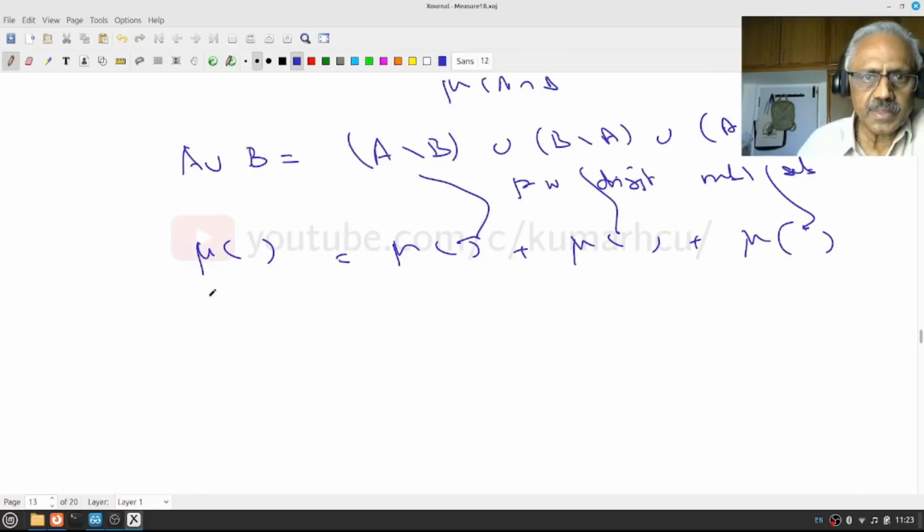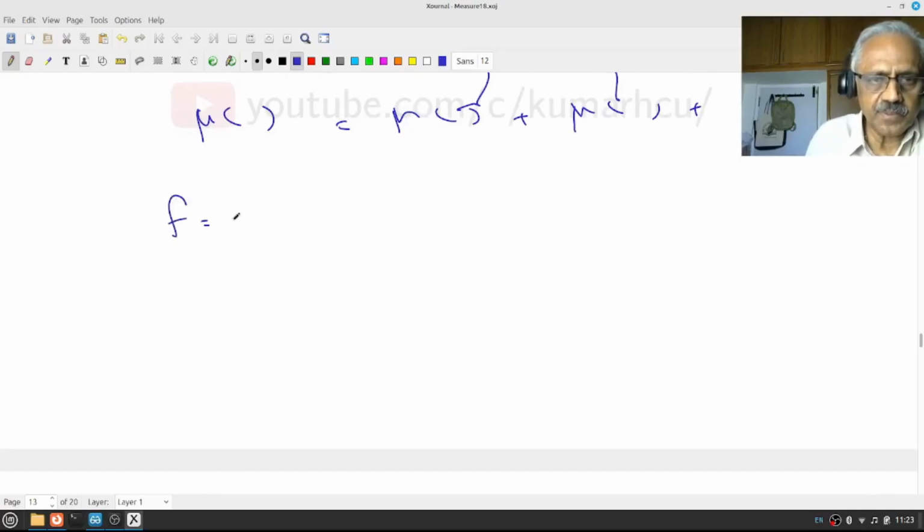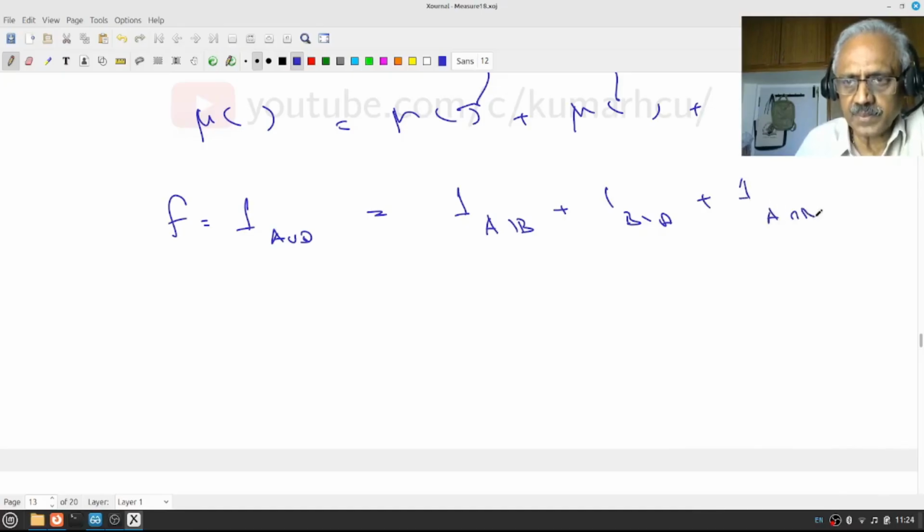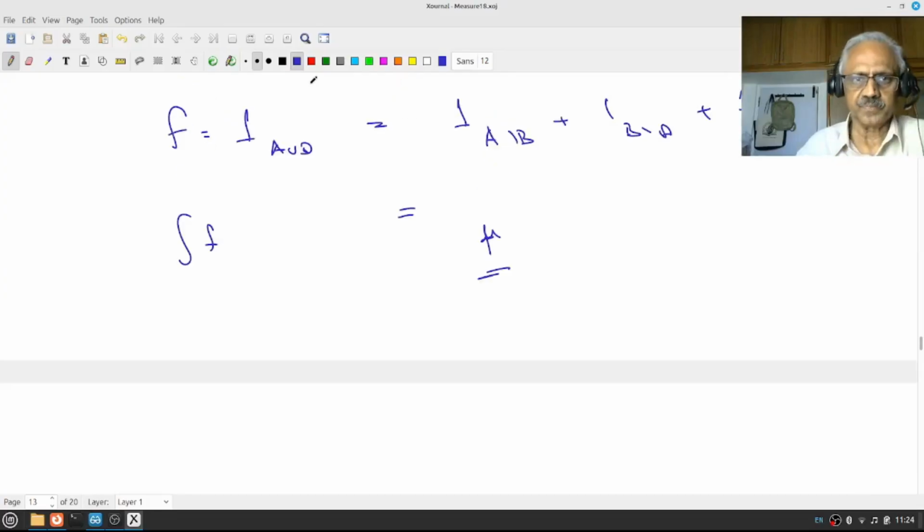Are you following? Therefore, the same function f, which is the indicator of A union B, I wrote as the indicator of A minus B plus indicator of B minus A plus indicator of A intersection B. Then I found this integral is also the same. So the integral of f is also equal to this. So what I want to say is the following. Please pause, review, proceed.